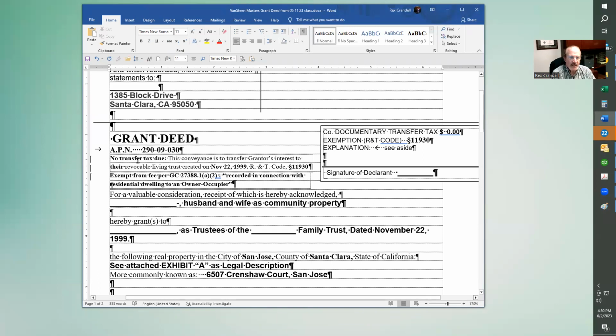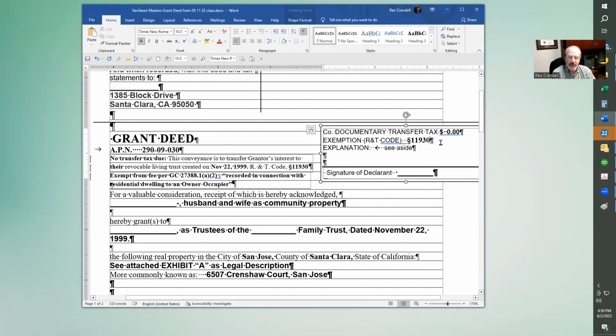So we have these exemptions here, again, in the top of the deed, parcel number, what kind of deed. And in this example, the person signing that they're getting out of the transfer tax.